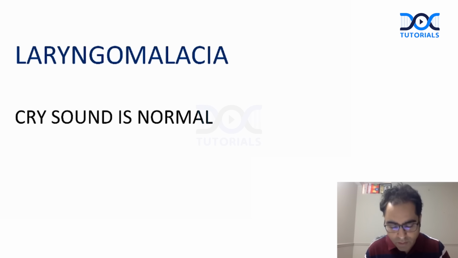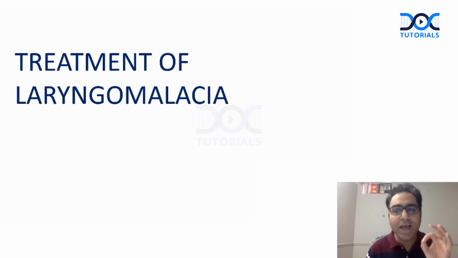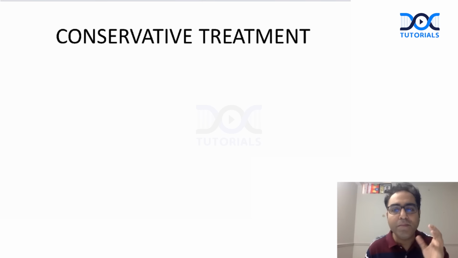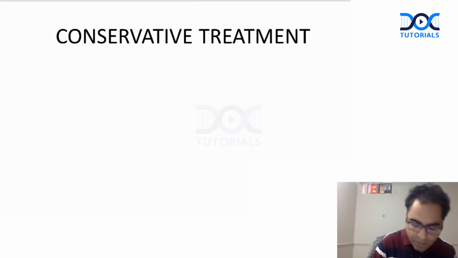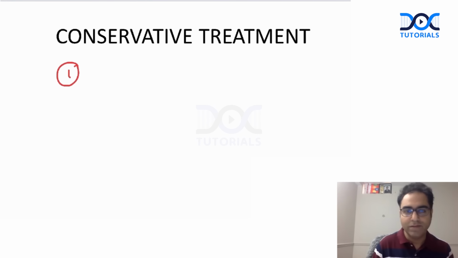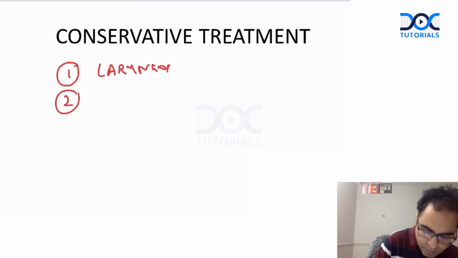Okay, what is the treatment of laryngomalacia? Treatment of laryngomalacia is conservative treatment, reassurance to the parents that it is a self-limiting disease. Now just for your kind information, conservative treatment can be the treatment of choice in 4 scenarios in ENT. Number 1 is of course laryngomalacia. Number 2 is unilateral vocal cord palsy.